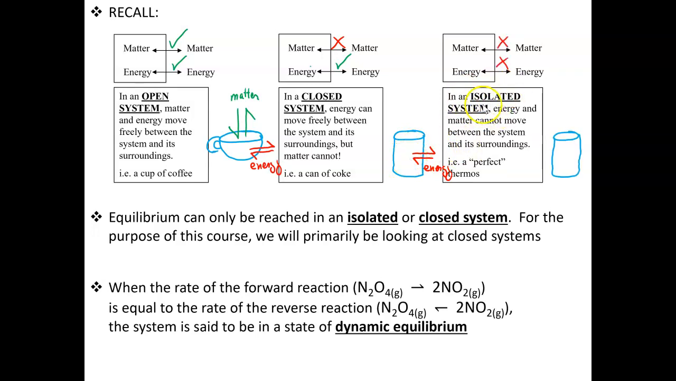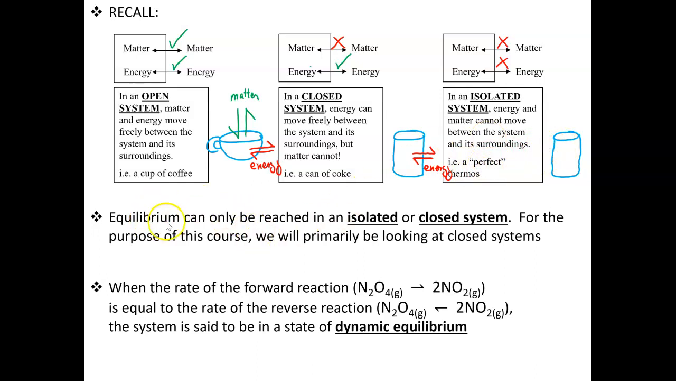Finally, with an isolated system, neither matter nor energy can move freely between the system and its surroundings. An example of this would be the perfect thermos. Now, even though the perfect thermos does not exist, as long as it is of high enough quality, and as long as our experiment is short enough, the amount of energy that leaks out of it during our experiment should be negligible. And if it is negligible, very, very little actually leaks out, we can assume that it is a perfect thermos, or at least it behaves like a perfect thermos.